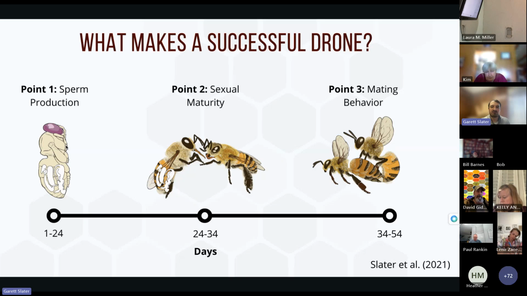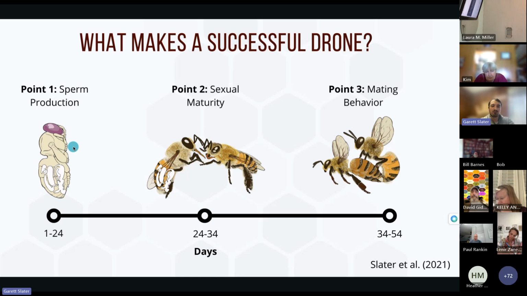And so if something happens during that developmental stage, when drones are producing sperm, that can really cause irreparable damage to the drone. And if that happens, they can never produce sperm ever again. And that could potentially lead to sterile or infertile drones.